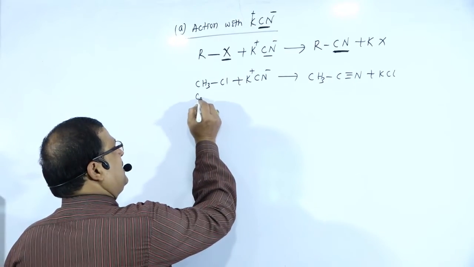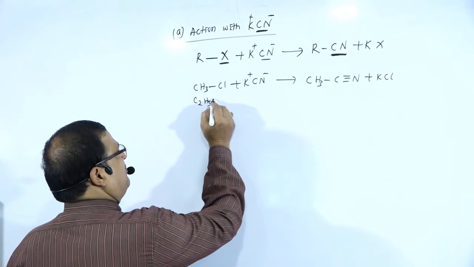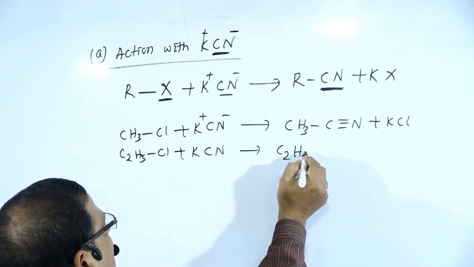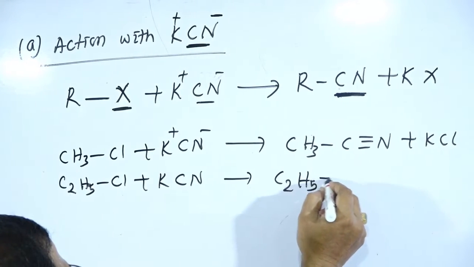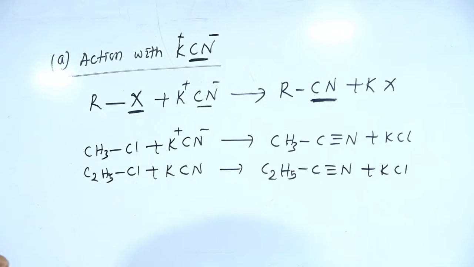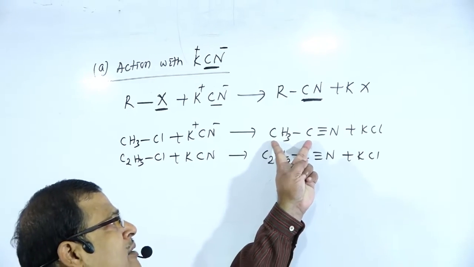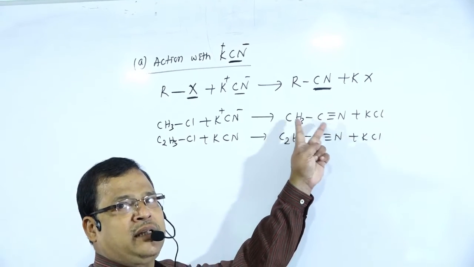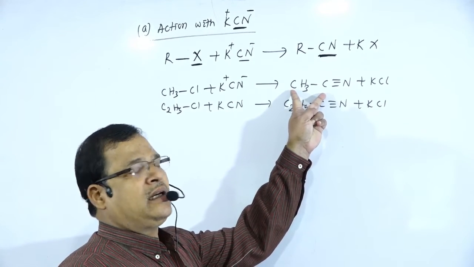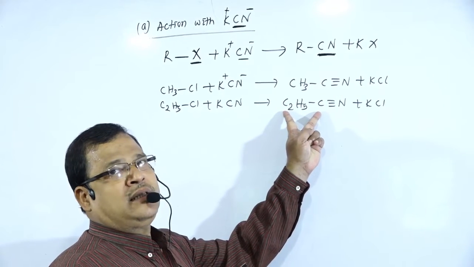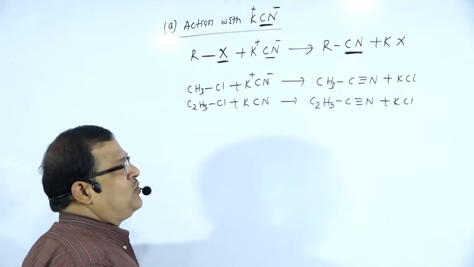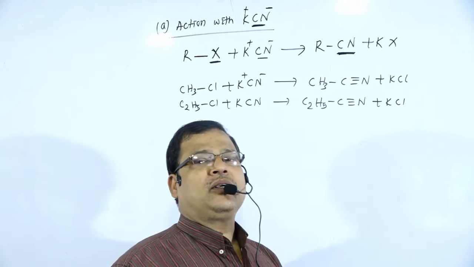Or you can take the formation of ethyl cyanide from ethyl chloride. With KCN, there is the formation of C2H5 C triple bond N plus KCl, that is ethyl cyanide. Or methyl cyanide, whose IUPAC name is ethane nitrile, has two carbon atoms. Alkyl cyanide, alkane nitrile. With three carbon atoms, it is propane nitrile, ethyl cyanide. This alkyl cyanide so formed will give different products under different conditions.